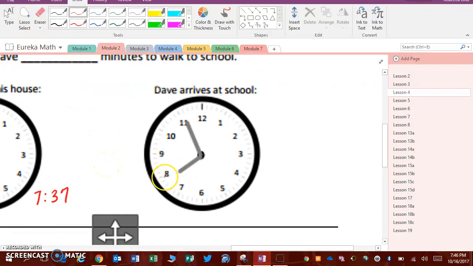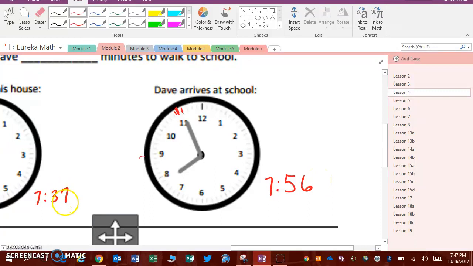Okay, this is when Dave arrives. So the hour hand is still in between the 7 and the 8, so it's still the 7 o'clock hour. But this time, if we skip count around, we got to find where our minute hand is. So this is 5, 10, 15, 20, 25, 30, 35, 40, 45, 50, 55 is at the 11. Sorry, that line didn't come at the right place. And this is 56. So he arrived at 7:56.